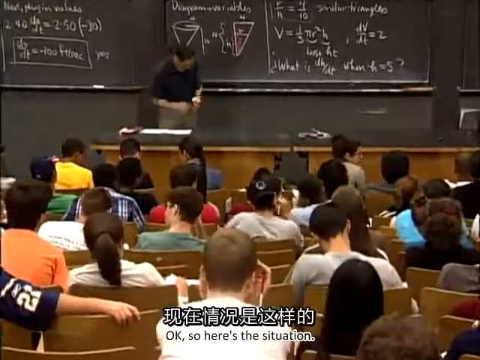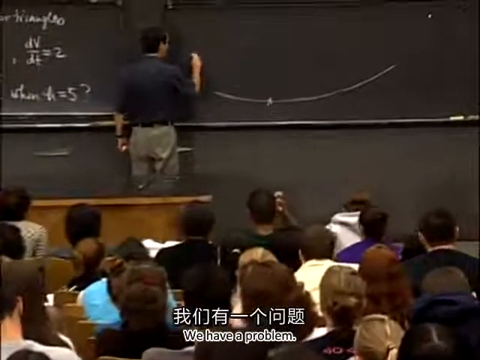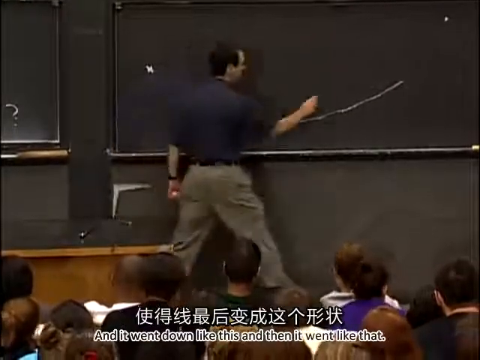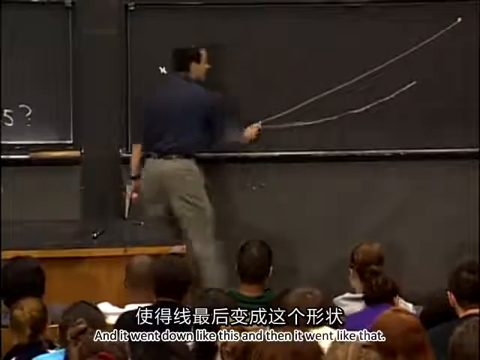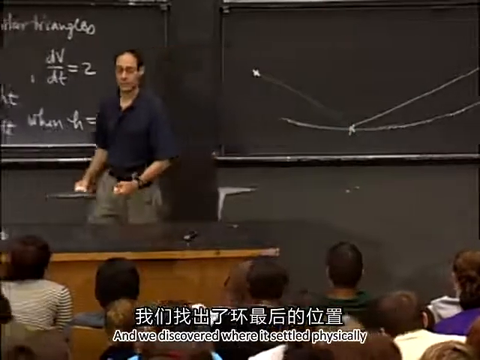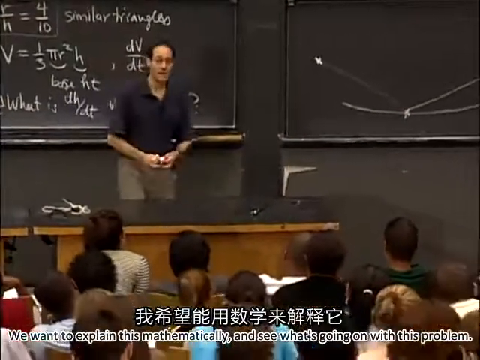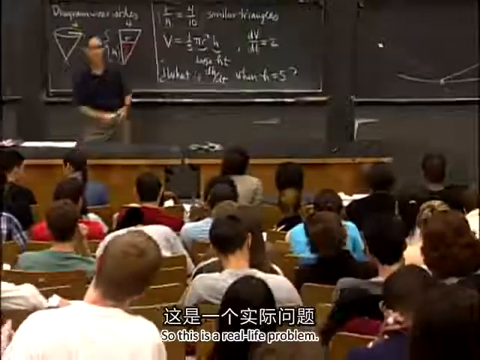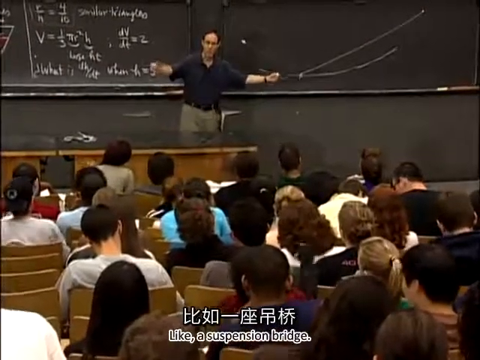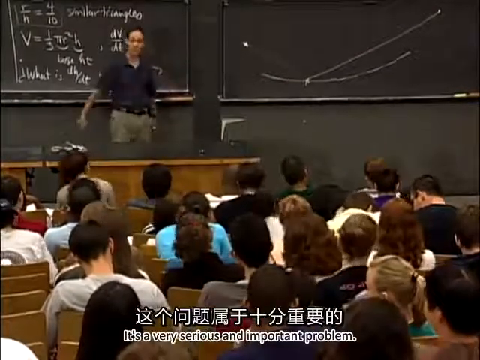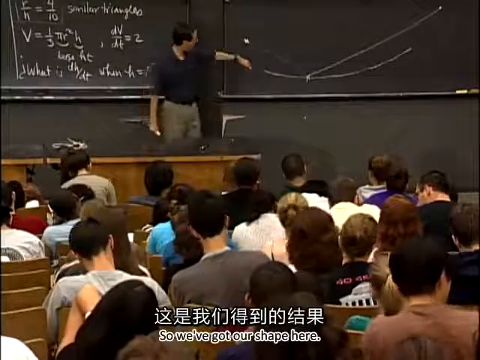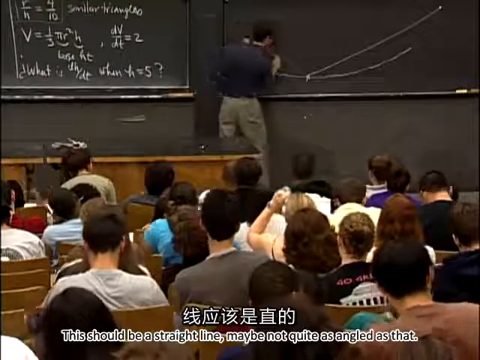Okay, so here's the situation. We have a problem, and we've hung a string, right? And it went down like this, and then it went like that, all right? And we discovered where it settled physically. So we want to explain this mathematically and see what's going on with this problem. So this is a real-life problem. It honestly is the problem you have to solve if you want to build a bridge, like a suspension bridge. This, among many problems, is a very serious and important problem, and this is the simplest one of this type. All right? So we've got our shape here.